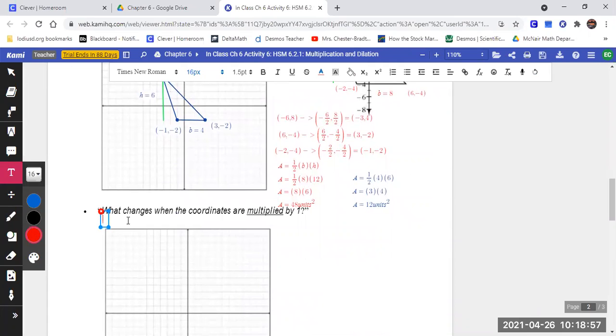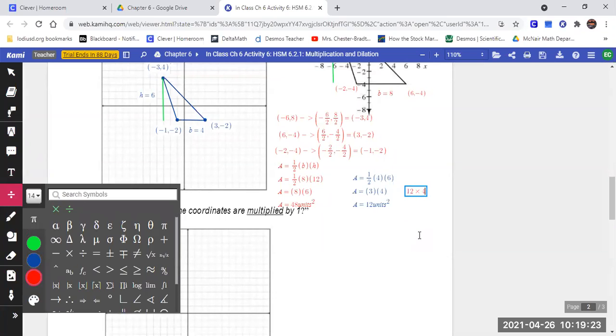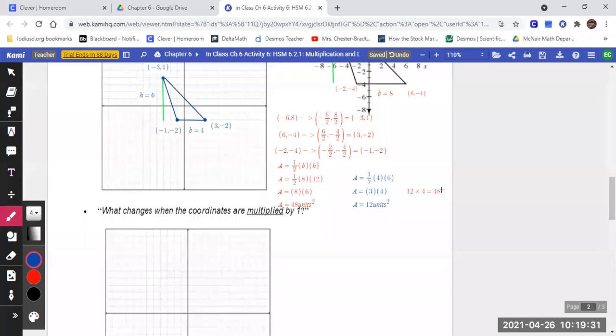If we multiply the x by 1 and we multiply the y by 1, what's going to happen? Is anything going to happen? If I multiply the x times 1 and the y times 1, does that change anything? No. So is something going to happen, or are we going to not change? We're not going to change. So we are going to have the same triangle as the original.